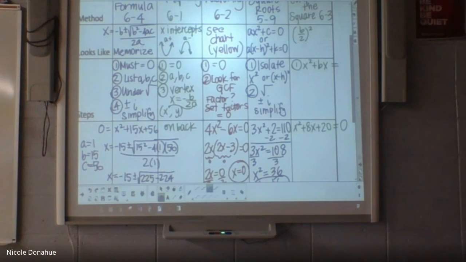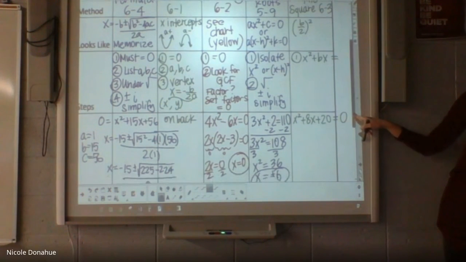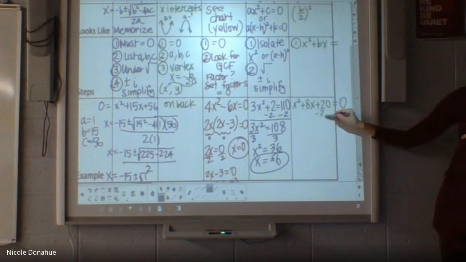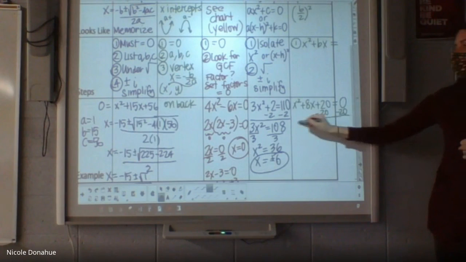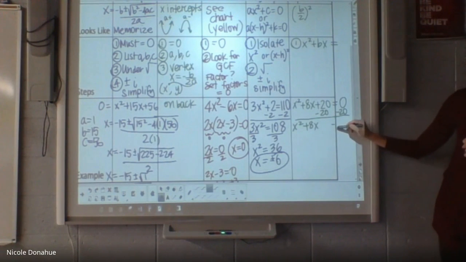This is our one we're going to complete the square on. X squared plus 8x plus 20 equals 0. So the first thing I want to do is get rid of that 20. I want to move that 20 over to the other side. And I'm going to leave a little space by the 8x.